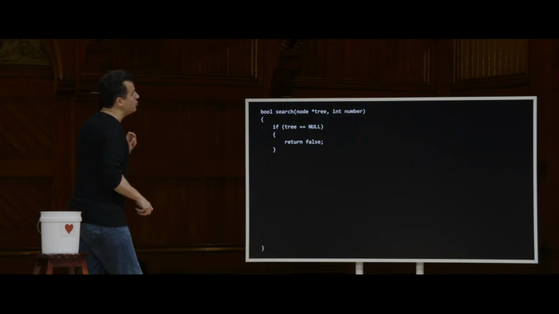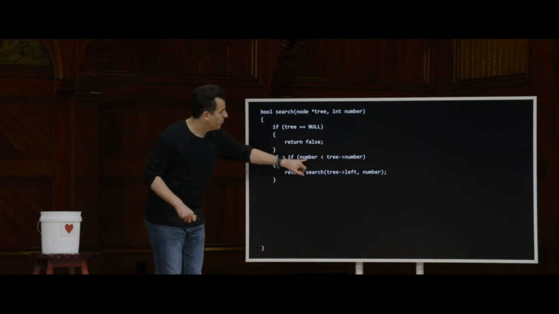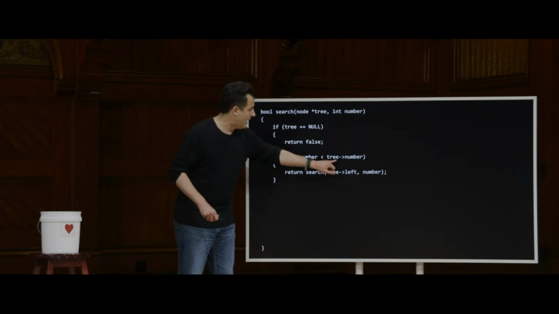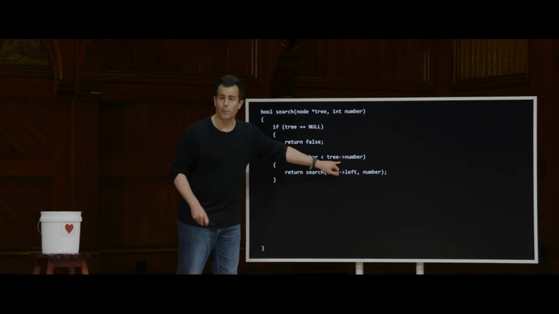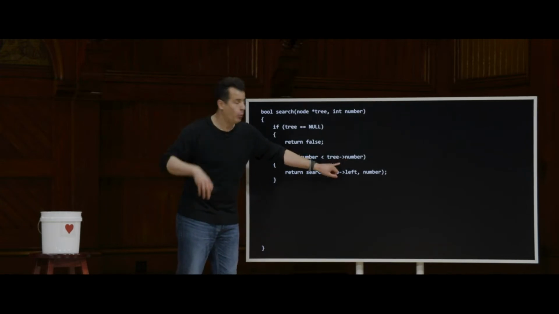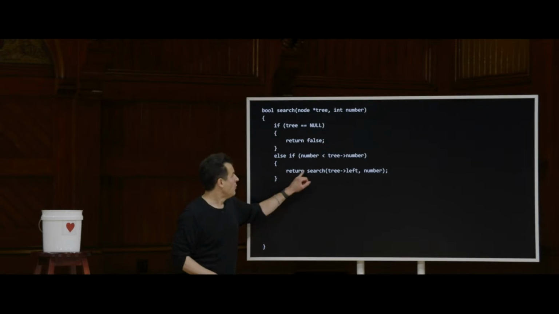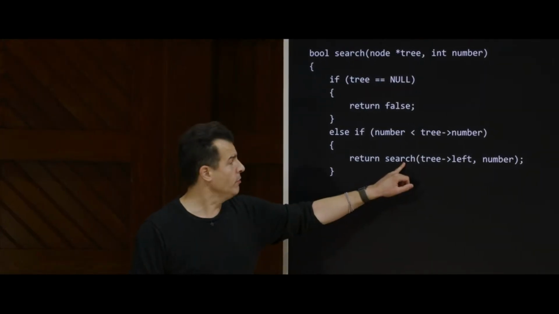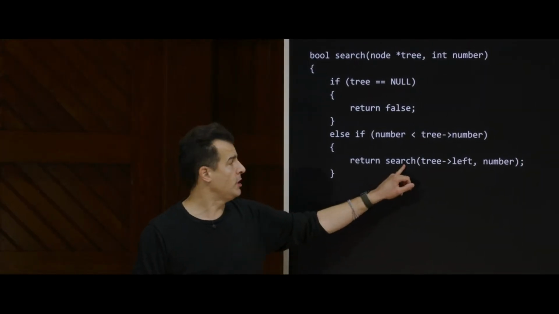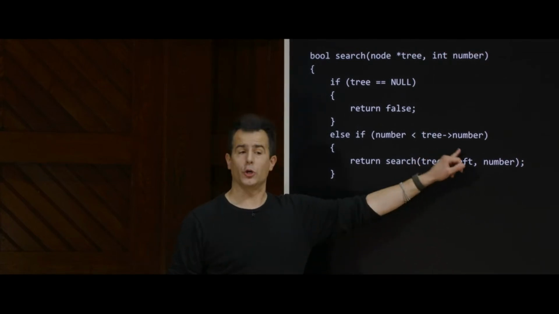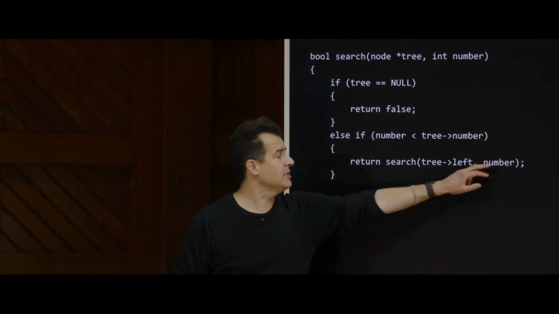But suppose that you don't hand me null, and suppose that the number I'm looking for is less than the number in the tree at the moment, the number at that root. Well, what do I want to do? I effectively want to go left. I want to search the left subtree. How do I do that? I'm going to return the recursive return value from the same search function, passing in a slightly smaller tree, a so-called subtree, but the same number.